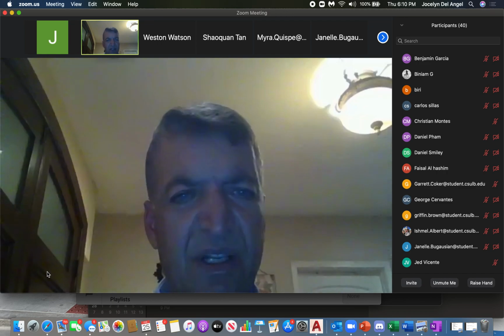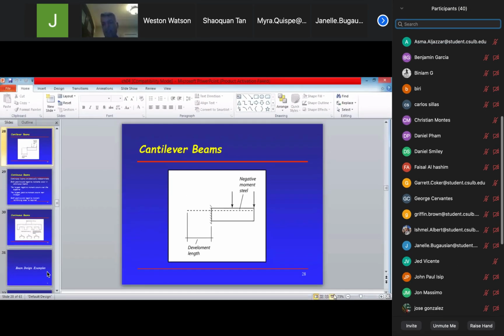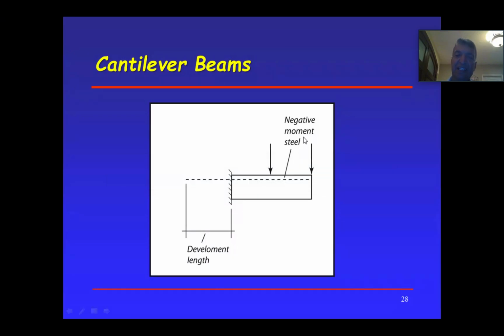I can see my screen. Can you see my screen again? Yeah, we can see it now. Okay. It was dropped off, right? Yeah, but I don't know why, but it did.